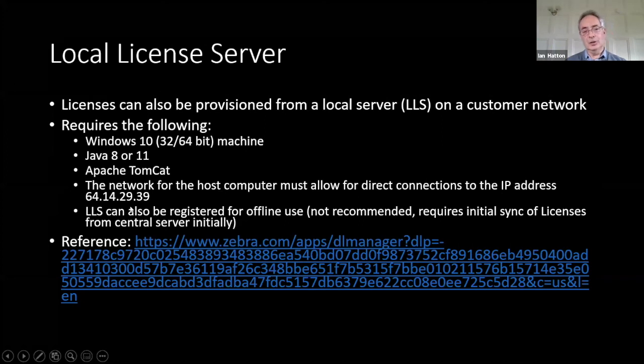The local license server can also be registered for offline use. Normally the way it would work is that the local license server would connect to the license server in the cloud in order to validate a license. But if you don't have that connectivity, you can set it up so it downloads and stores licenses locally. But as I say, it is there as an option, but it does require quite a lot of setup and configuration. So you would really only use it in cases where, for whatever reason, the cloud or the offline option wasn't available.